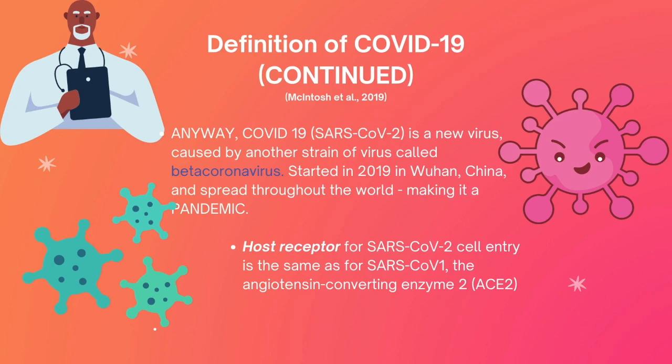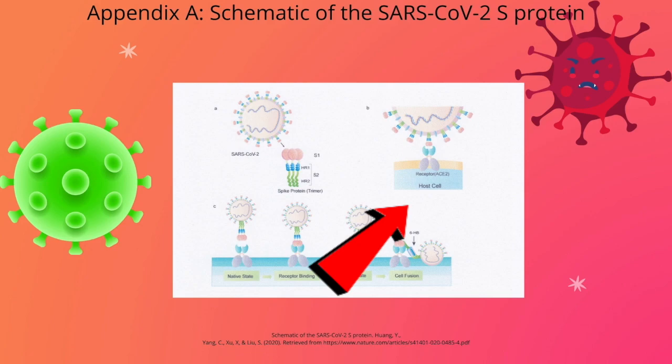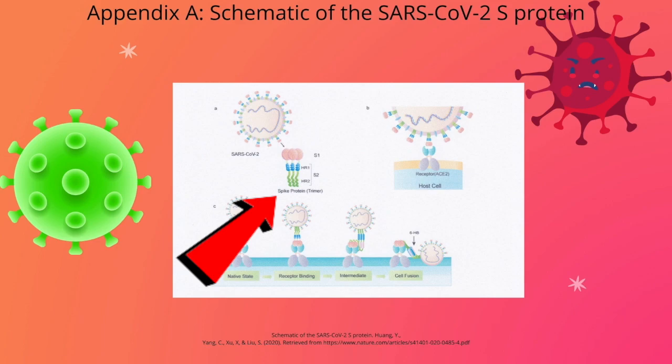So the host receptor for SARS-CoV-2 cell entry is the same as for SARS-CoV-1, the angiotensin converting enzyme 2. The host receptor, or the receiver, for SARS-CoV-2 cell entry is the same as for SARS-CoV-1, as I mentioned before, ACE2. So COVID-19 binds to ACE2 through the receptor binding region of its spike protein, called the S protein.